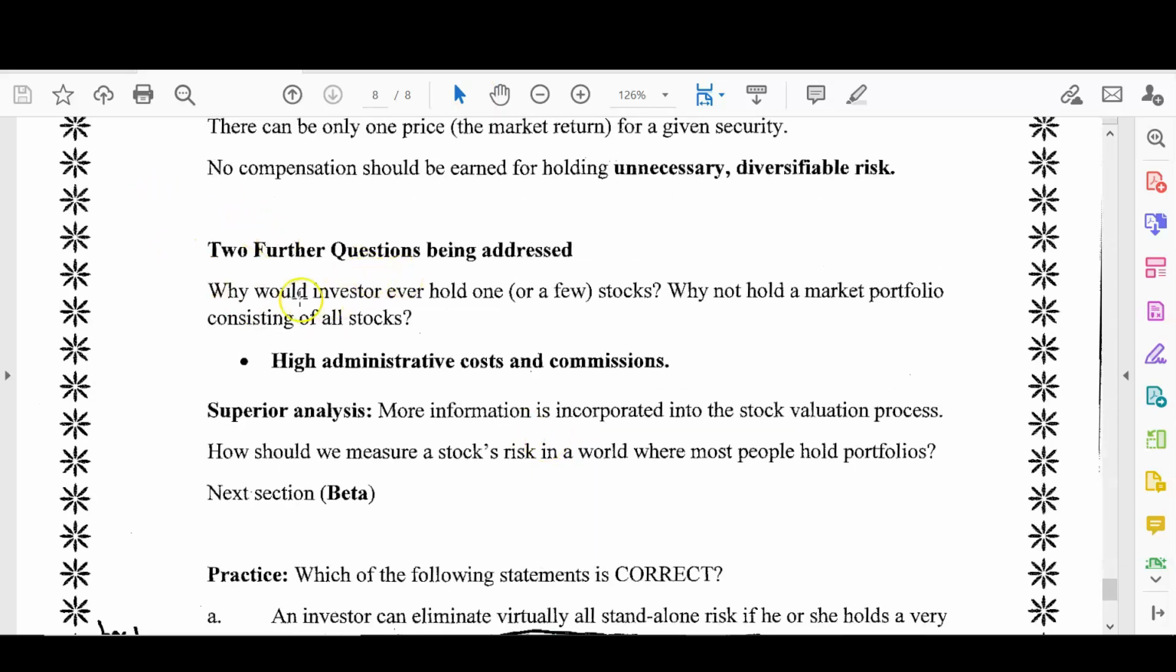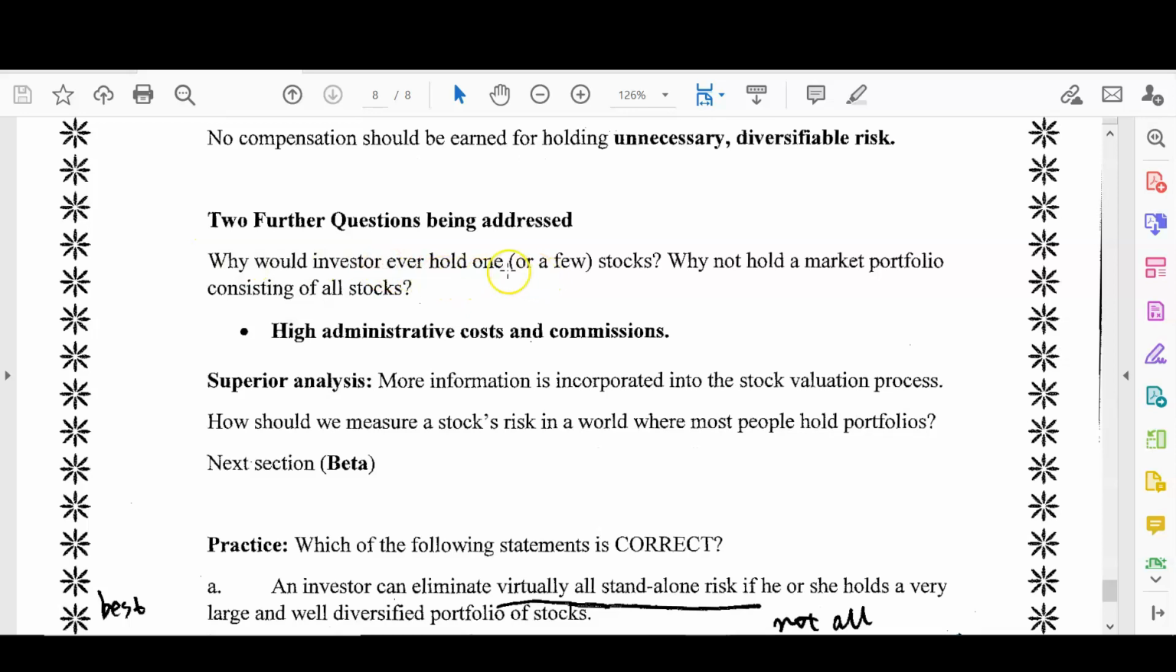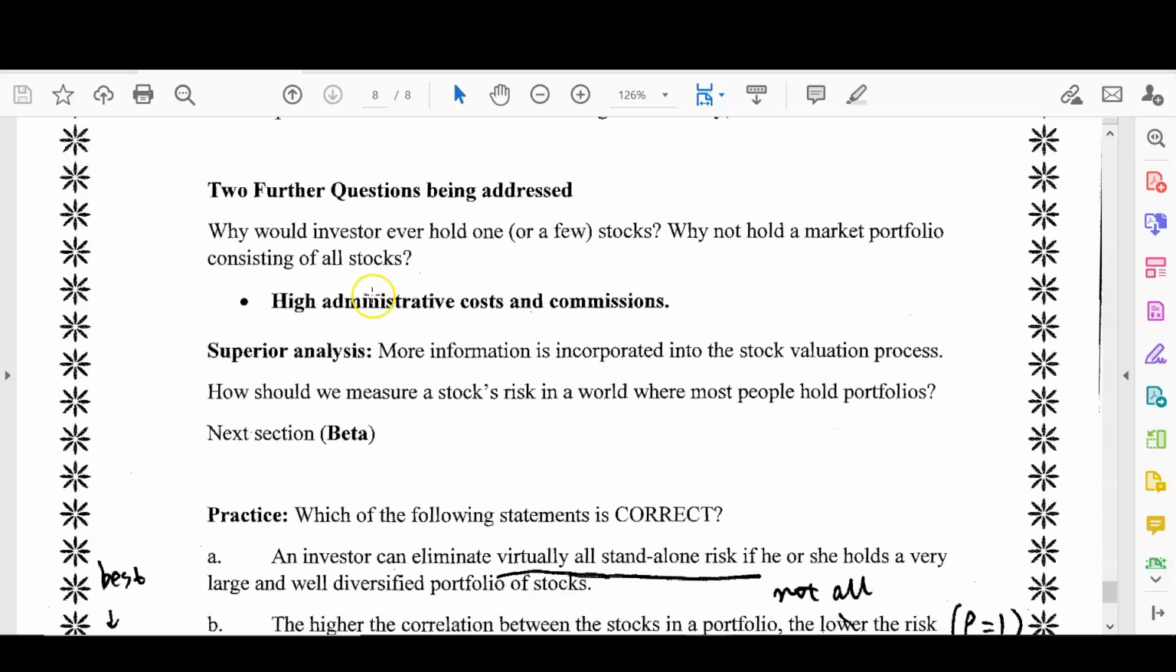Two further questions. Why would the investor ever hold one or a few stocks? Why not hold a market portfolio consisting of all stocks? It's due to high administrative costs and commissions for single investors, but in reality, for larger investment corporations or such as the different funds, they typically hold a portfolio. Superior analysis: more information is incorporated into the stock valuation process. How should we measure a stock's risk in a world where most people hold portfolios? Next section, beta.